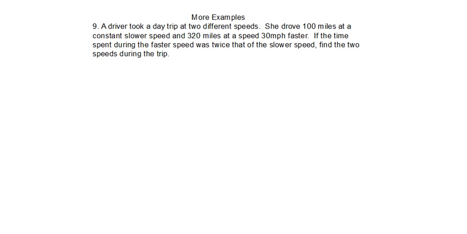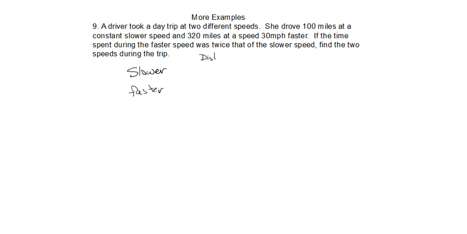Example 9. A driver took a day trip at two different speeds. She drove 100 miles at a constant slower speed and 320 miles at a constant speed 30 miles per hour faster. If the time spent driving at the faster speed was twice that of the slower speed, find the two speeds during the trip. So we have two speeds. We have a slower speed and a faster speed.